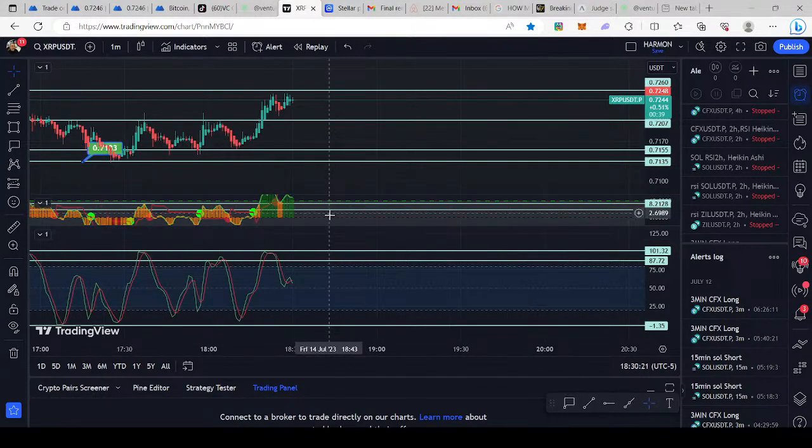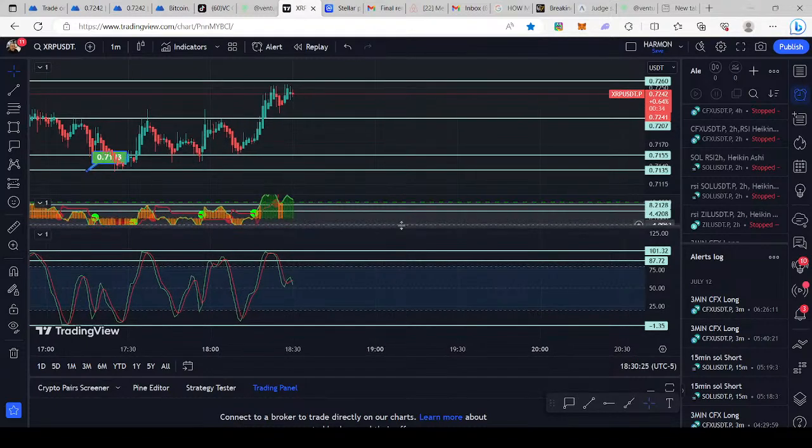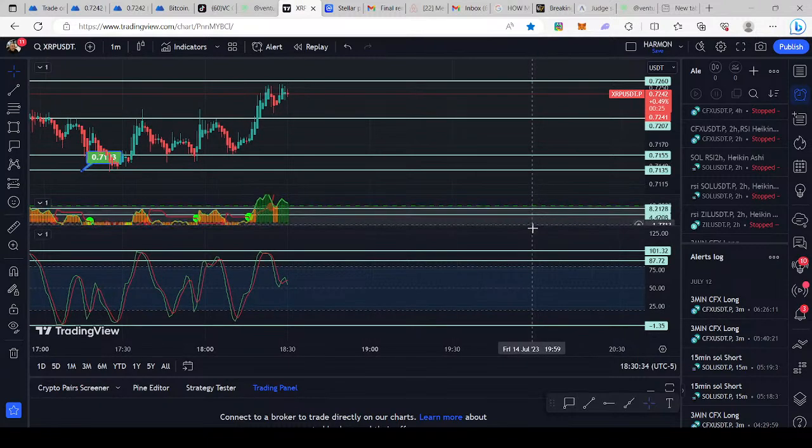All right, here we go. 3 minute fighting down. So it gave us a little buy. The first buy zone is 72.15. So let's see where this goes here.